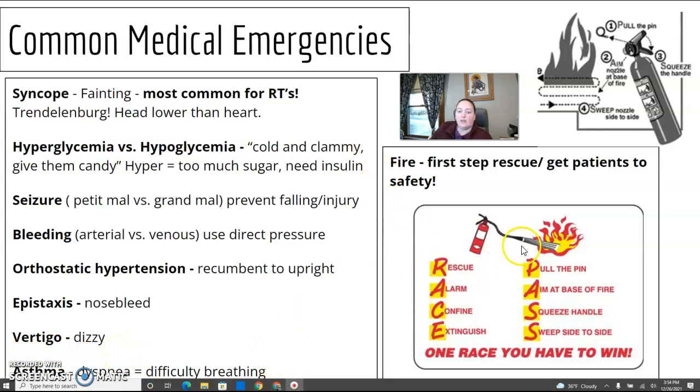And then RACE and PASS. So I know you all know this for fire. RACE: rescue, alarm, confine, extinguish. PASS: pull, aim, squeeze, and sweep. Just go back through those.